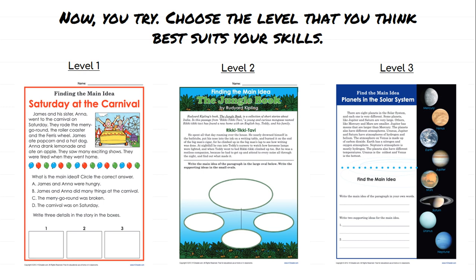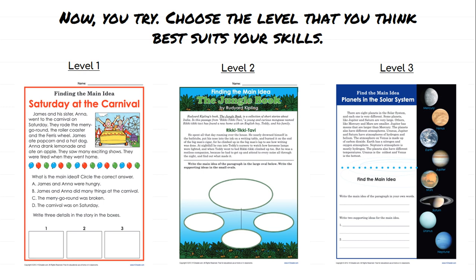So level 1, James and his sister Anna went to the carnival on Saturday. They rode the merry-go-round, the roller coaster, and the Ferris wheel. James ate popcorn and a hot dog. Anna drank lemonade and ate an apple. They saw many exciting shows. They were tired when they went home. So all you need to do for level 1 is circle if it's A, B, C, or D, which is the main idea. And then you're going to write 3 details that support the main idea in the boxes. That's it. That's level 1.